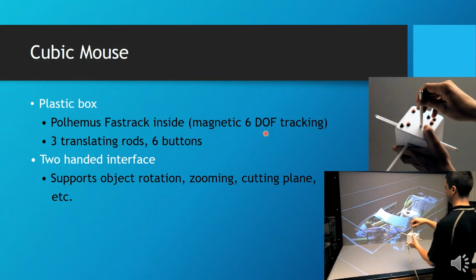Okay, and it also has 6 degree of freedom tracking, which is used to support object rotation. It can be used to rotate the 3D object. It can also be used for zooming in and out of the virtual object, for cutting planes, and so on. Okay, let's look into the next video for more understanding of how this cubic mouse works.